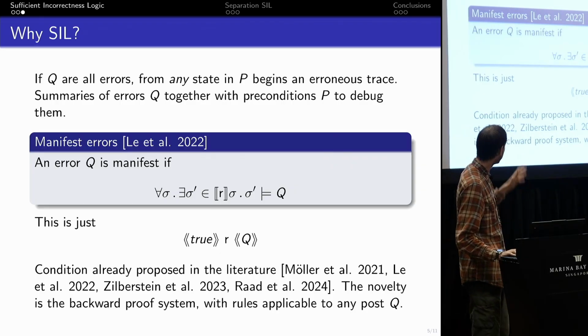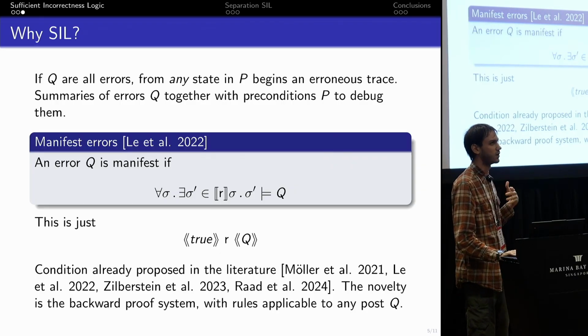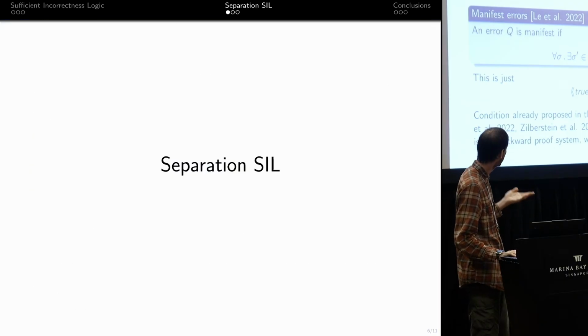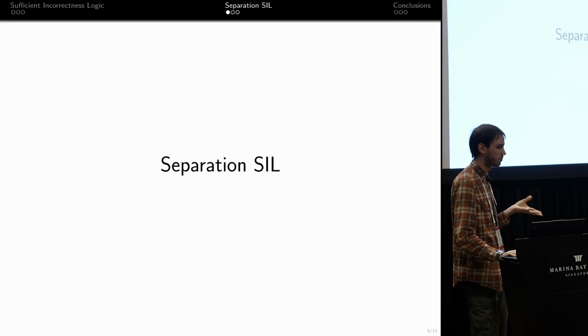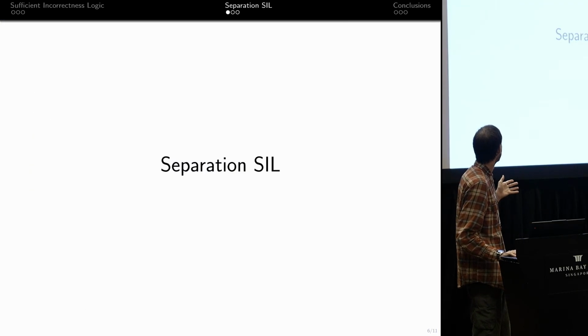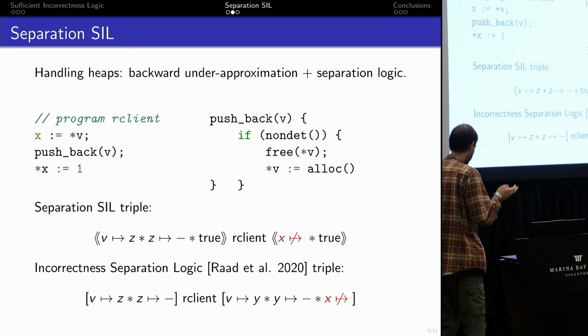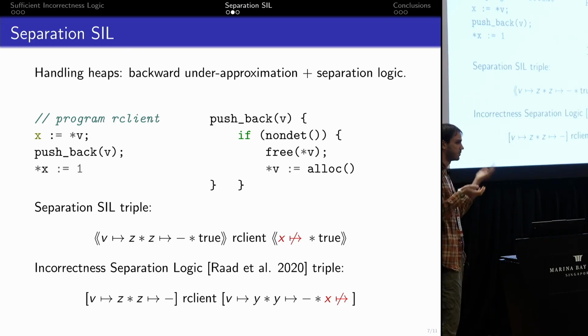As I said, this is the first contribution of our paper, the more conceptual one, but we also have the more technical part, that is the separation SIL. That is, as you may expect from the name, a combination of separation logic and sufficient incorrectness logic. There are a lot of technical details, and you can find all of them in the paper, but here I will just go through an example, plus some remarks later.